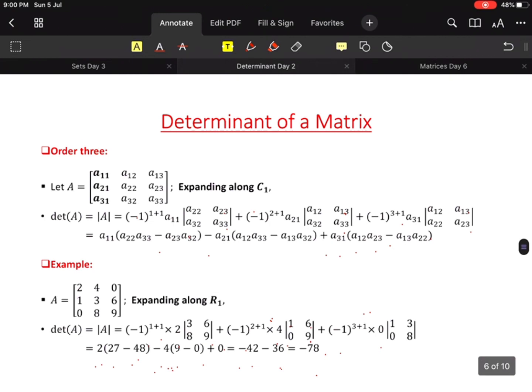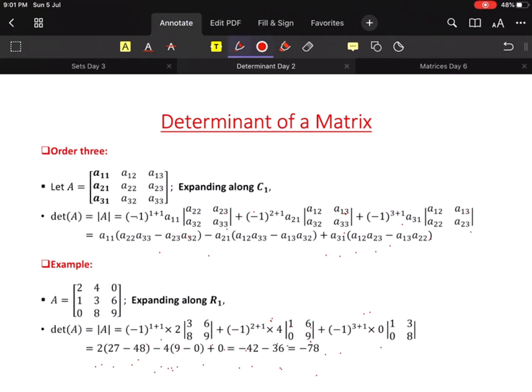Now we have the determinant of a matrix of order 3 which is expanding along column 1. These three are the elements which we are more concerned about. First thing is same as before, -1 to the power 1 plus 1. You see A11, 1 plus 1 is even, so you put a plus sign, it's easy.